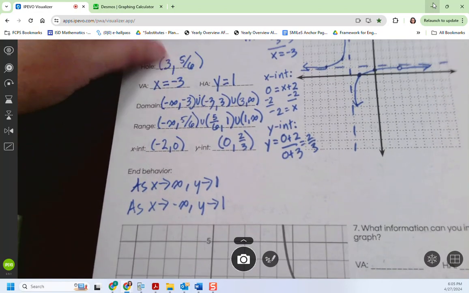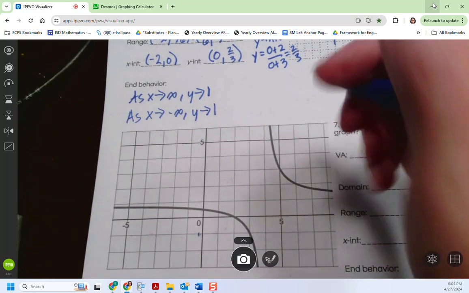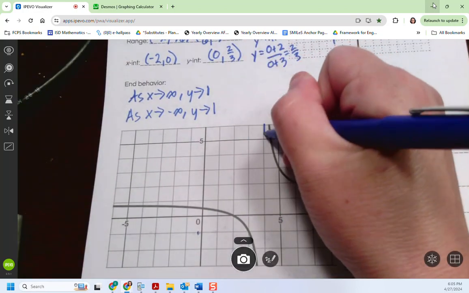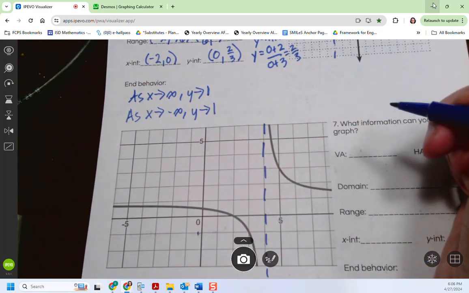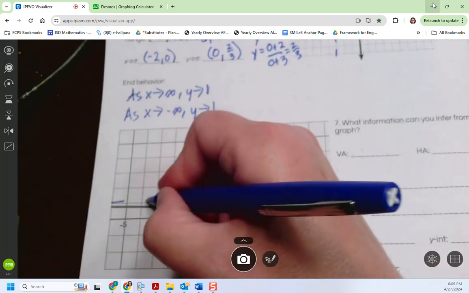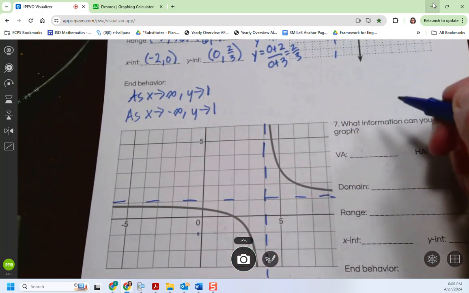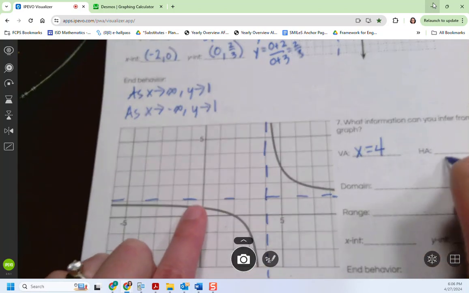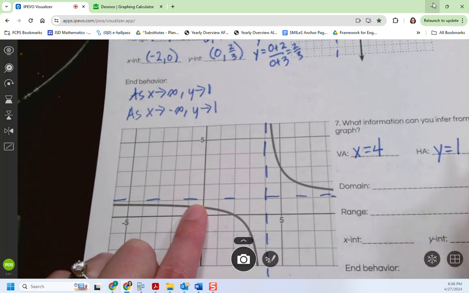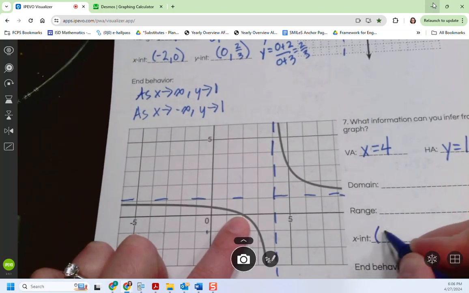Okay. Last one, looking at the graph, we can find a few things. We can guess that our vertical asymptote is happening right here because it's between the branches. And again, a horizontal asymptote is happening right here because it's between the branches. So my vertical is at x equals 4, and my horizontal is at y equals 1. My x-intercept is right here, so that's at 2, 0.